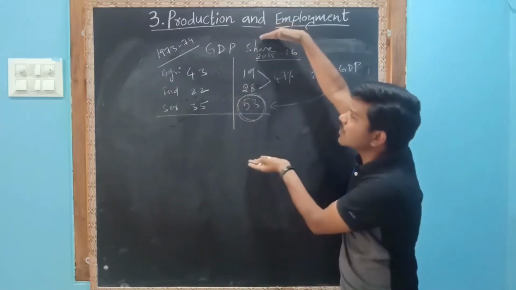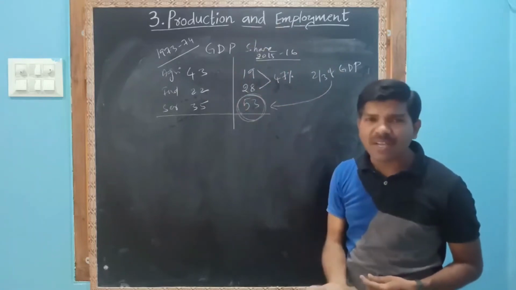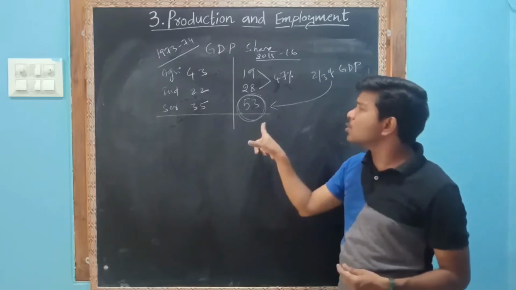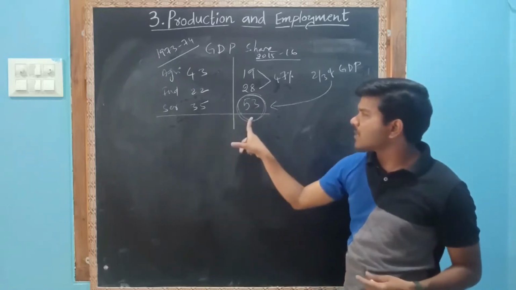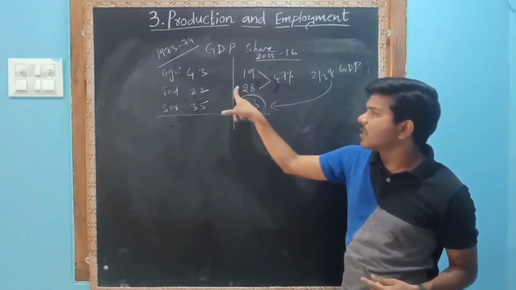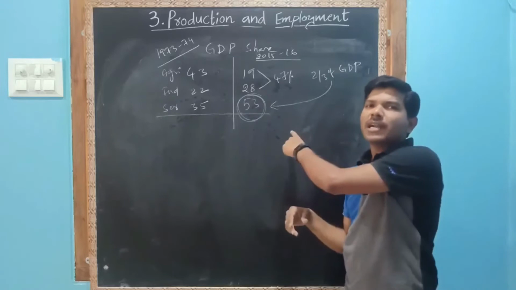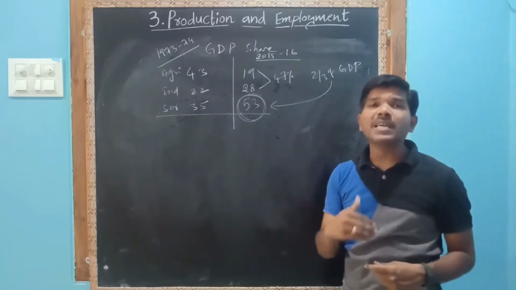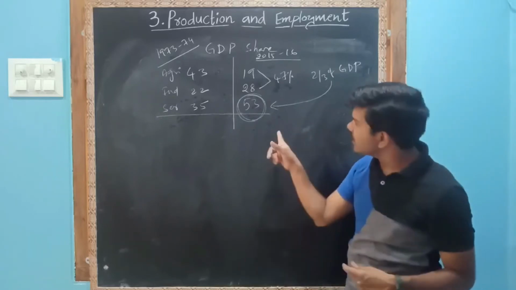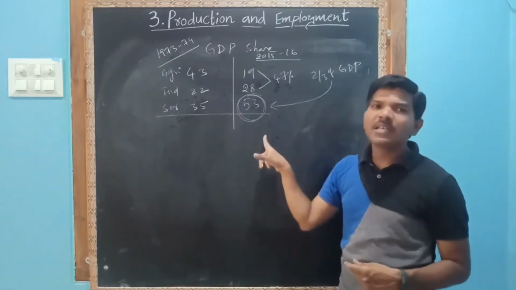This data shows that the people who depend upon agriculture are decreasing. People who depend upon the service sector and secondary sector are considerably increasing. So this shows that every year GDP is increasing, isn't it? Every year GDP is increasing, especially from the service sector.